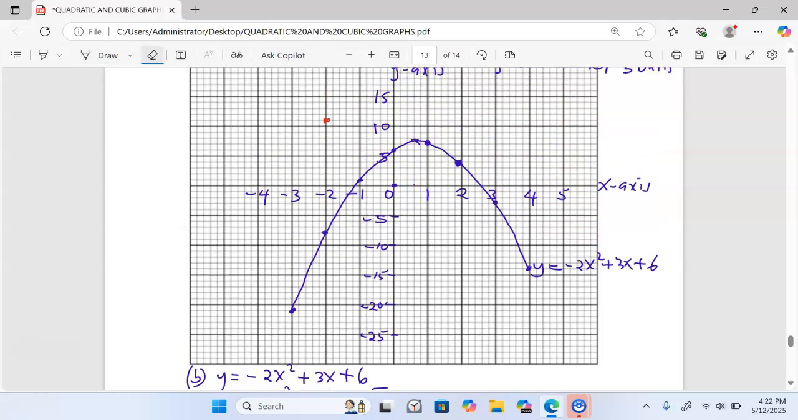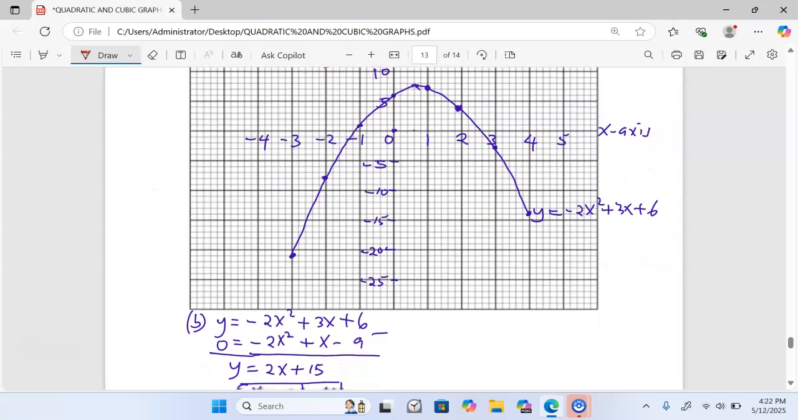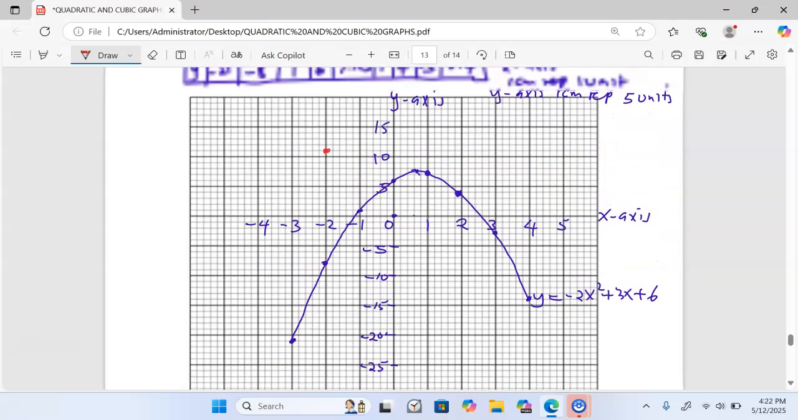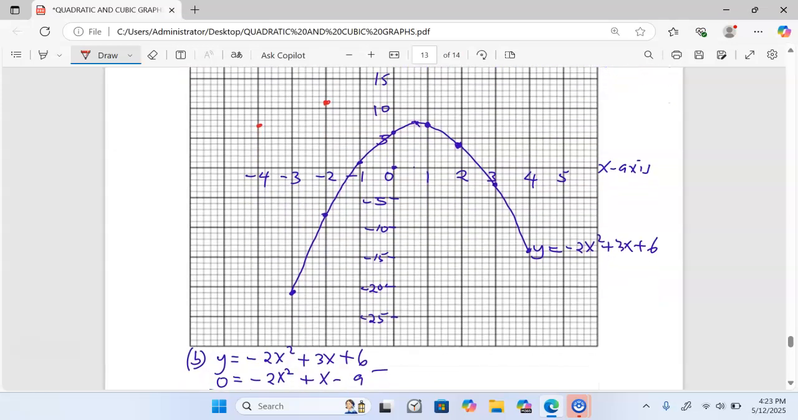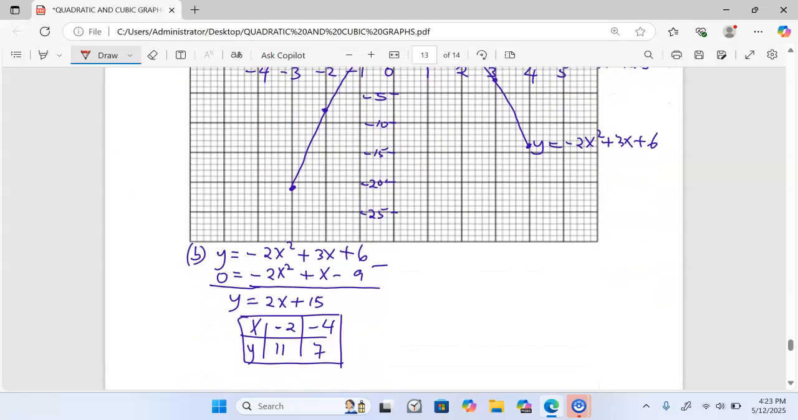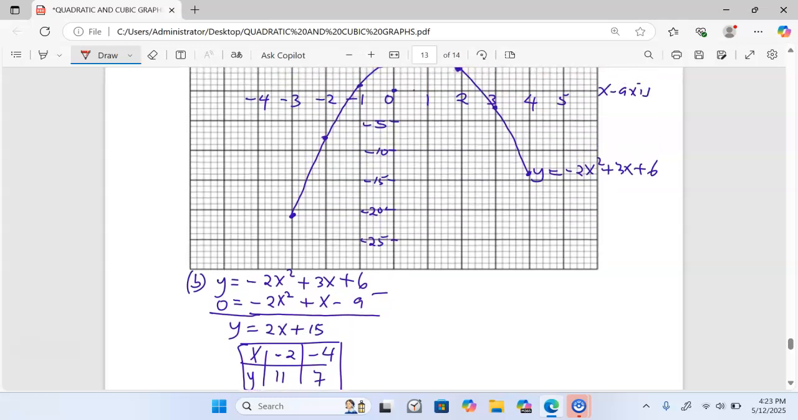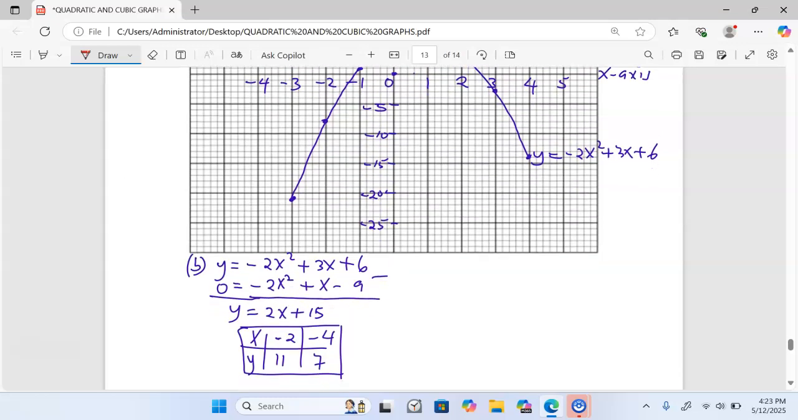Negative 4 is not here. Negative 4 is here. The other one is going to be 7. Negative 4 here, this is going to be 7. At this point is where we have 7. And there is no point at which this particular function is going to be okay. Let us try to correct the mistake.